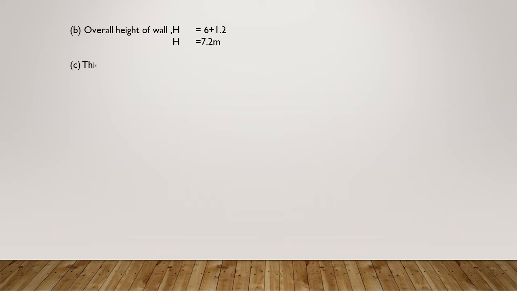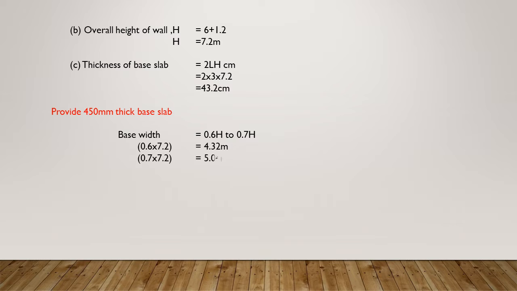Then overall height of wall, h is equal to 6 plus 1.2. So 6 is above the ground level, the 1.2 is below the ground level, so h is equal to 7.2 meter. Then thickness of base slab is equal to 2 L h. Here 2 is constant, L is the spacing of counterfort retaining wall, which is given in our question as 3 meter. Then h is 7.2, the overall height of wall. So thickness of base slab is 43.2 centimeter. We convert to mm, 432 mm. Then we can provide a 450 mm thick base slab.